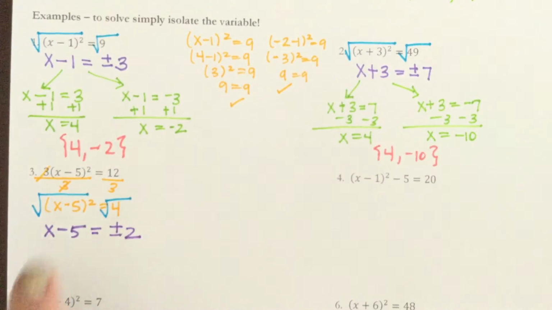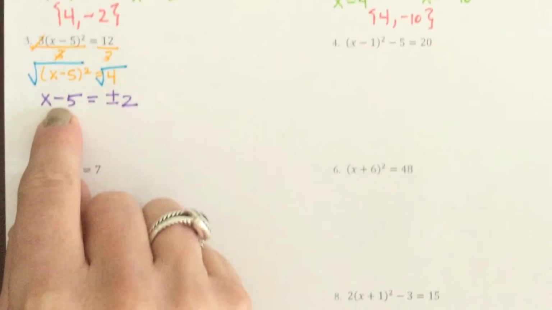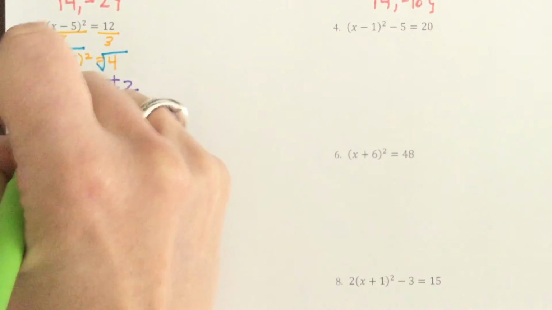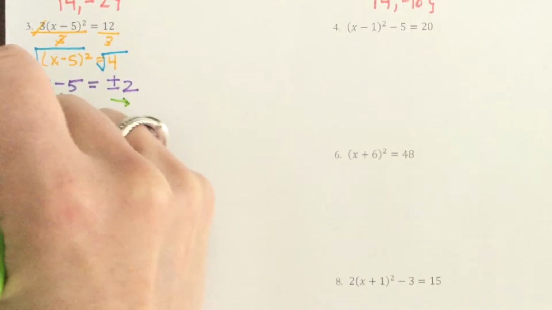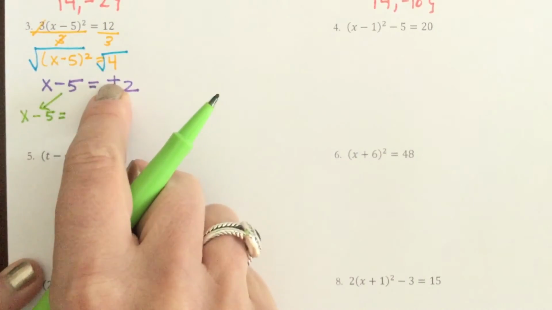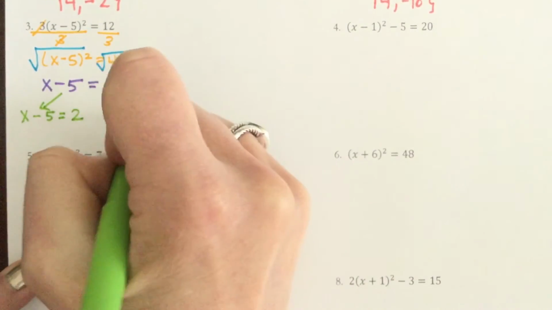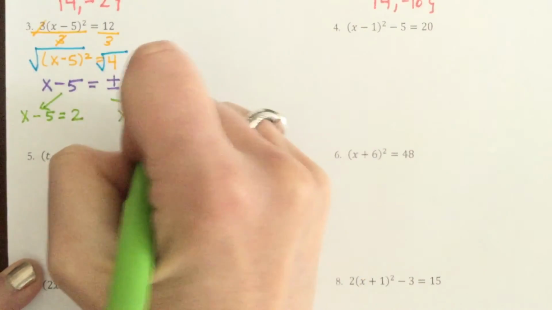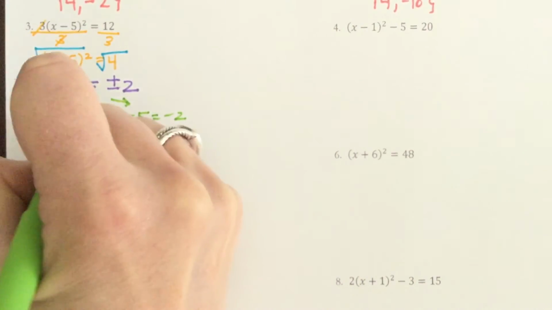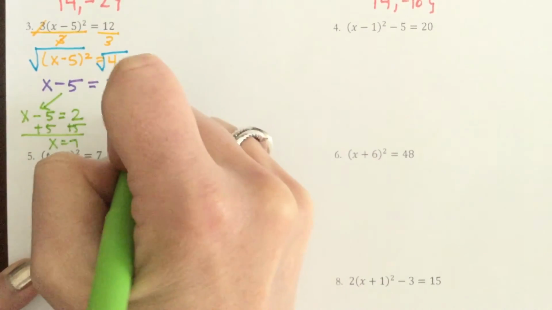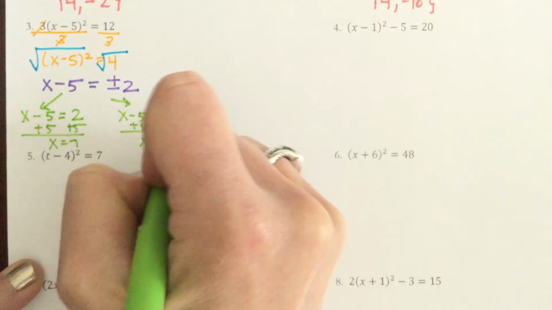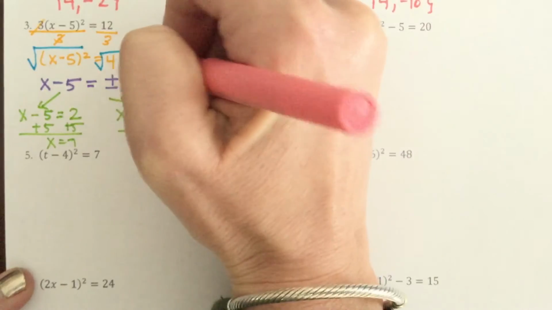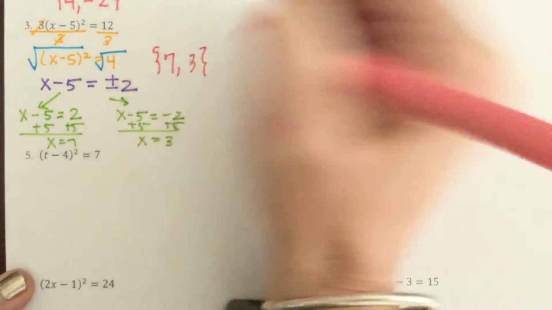At this point, we have an expression here on the left-hand side equal to two things here on the right-hand side. So we're going to split this into two smaller problems. X minus 5 is equal to positive 2, but x minus 5 here on the left is also equal to negative 2. Solving here, we get x is 7. Solving here, we get x is equal to 3. So that means we have found the two solutions that will make this equation true, if x is 7 or if x is 3.